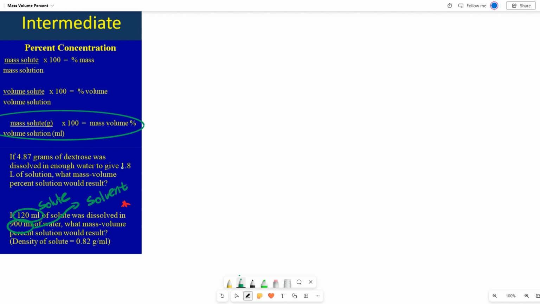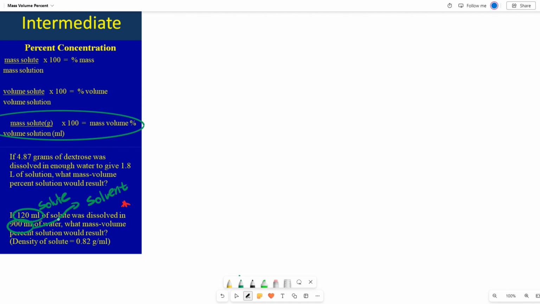And remember, to get solution, you must add solute and solvent together. Make sure you see how the wording of the previous problem and this problem are different. The previous problem gives you the entire solution. This one gives you solvent. That's the number one thing that my students get wrong when they're doing these problems. They don't keep track of whether they're working with solvent or solution.